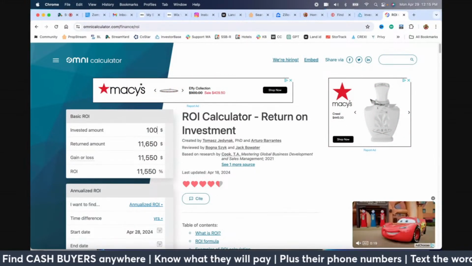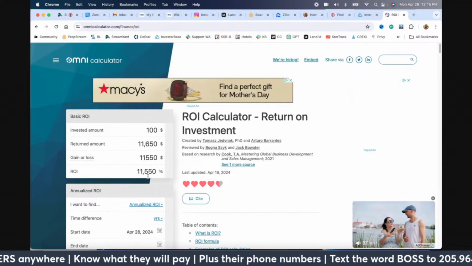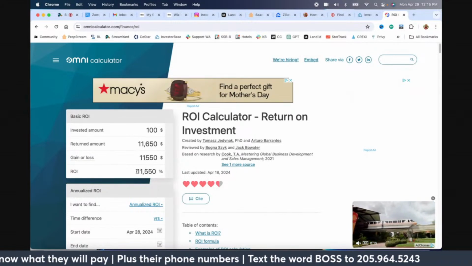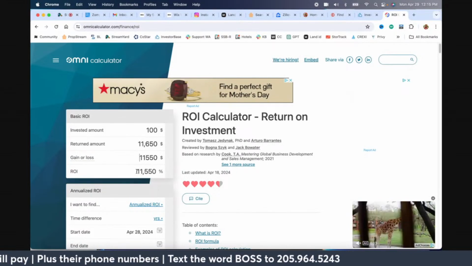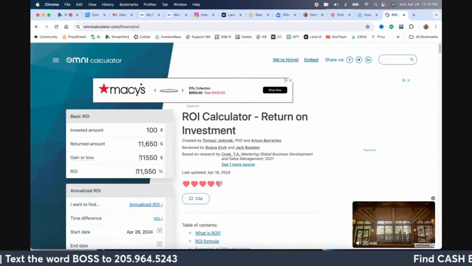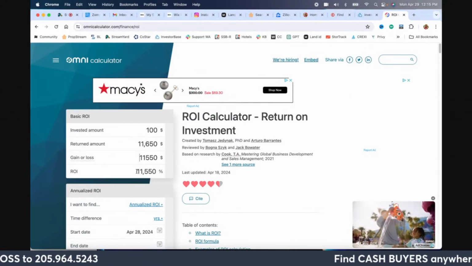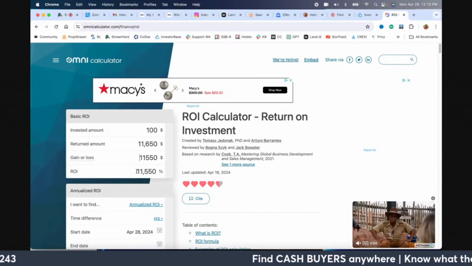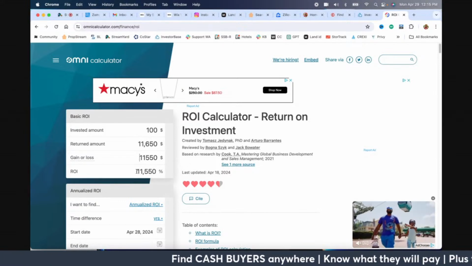Let's just say you spent $100. Okay. All right, instead of $10, $100. So now it's 11,550%, instead of the ridiculous 116,000%. It's still 11,550% on your money. You spent $100.